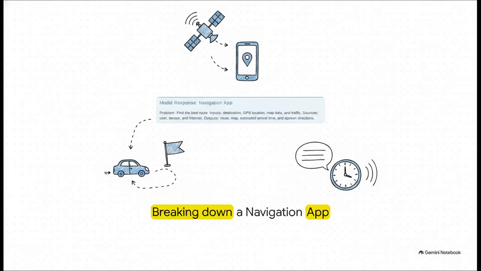Let's take a navigation app, for instance. The problem? Finding the absolute best route. The inputs are your destination, your GPS location, map data, and live traffic. The sources are the user, the device sensors, and the internet. And the output? The drawn route on the screen, the map display, your estimated arrival time, and those spoken turn-by-turn directions. It perfectly demonstrates how a highly complex daily tool completely relies on that brilliantly simple input-process-output cycle.